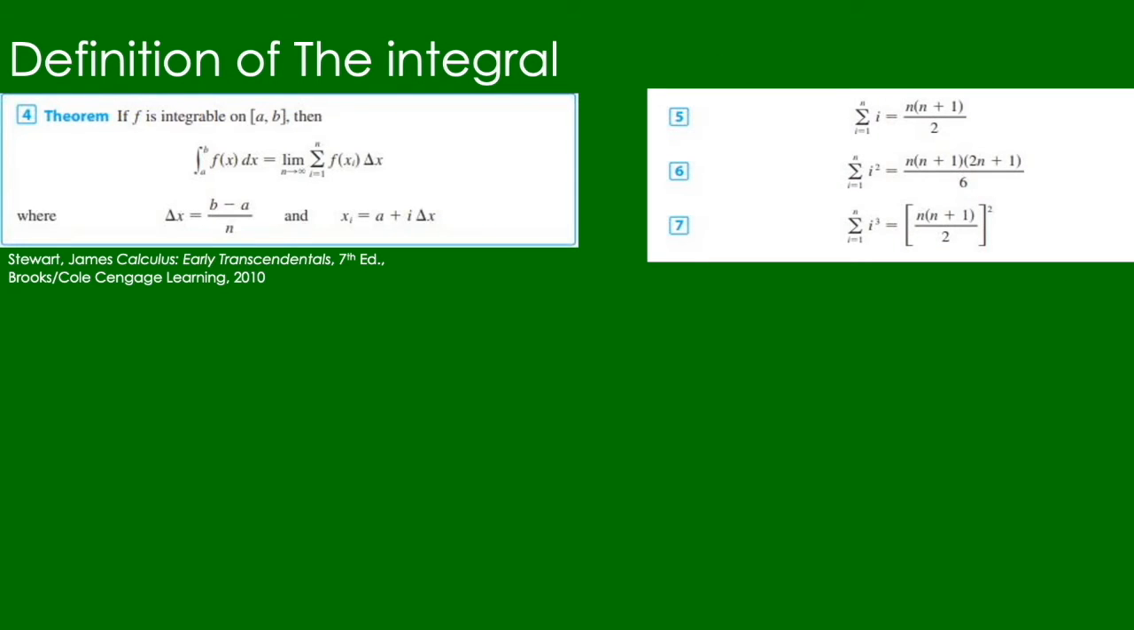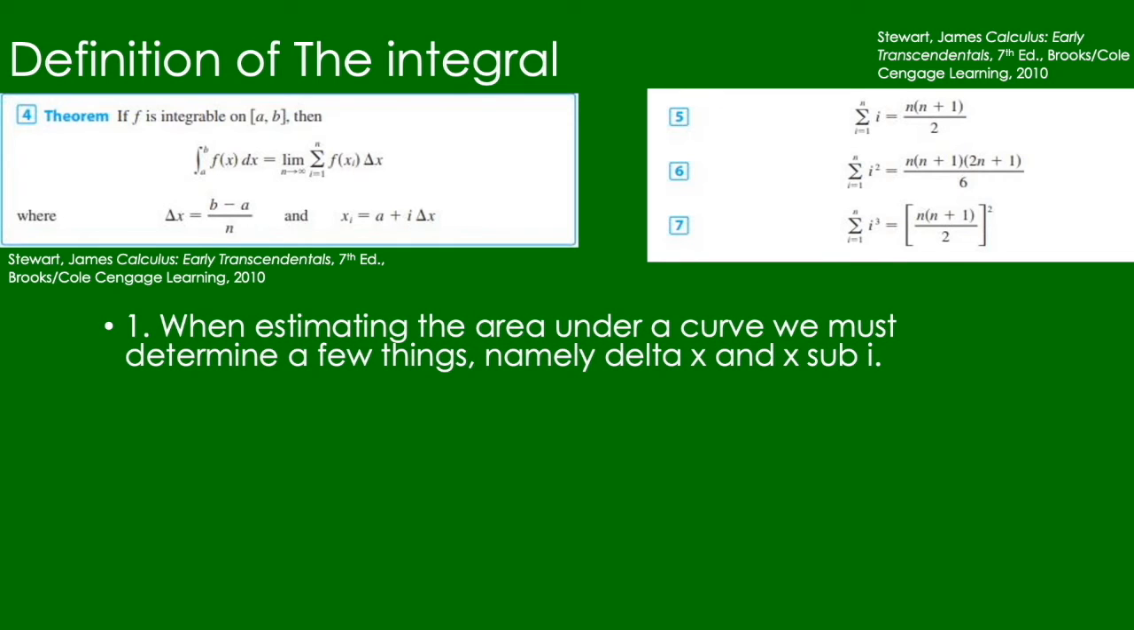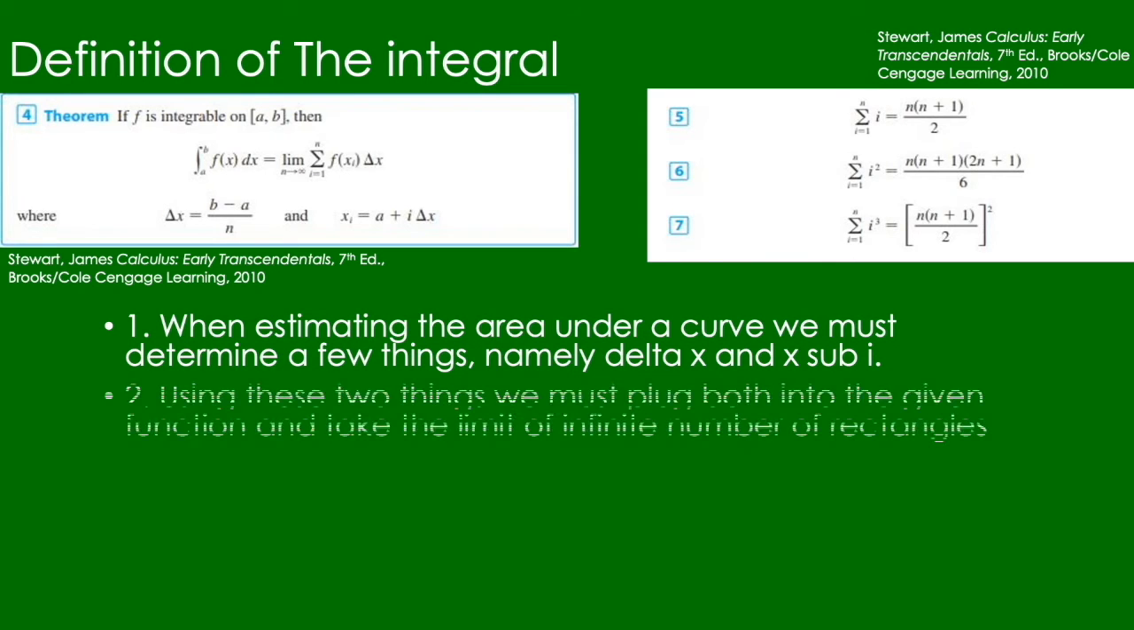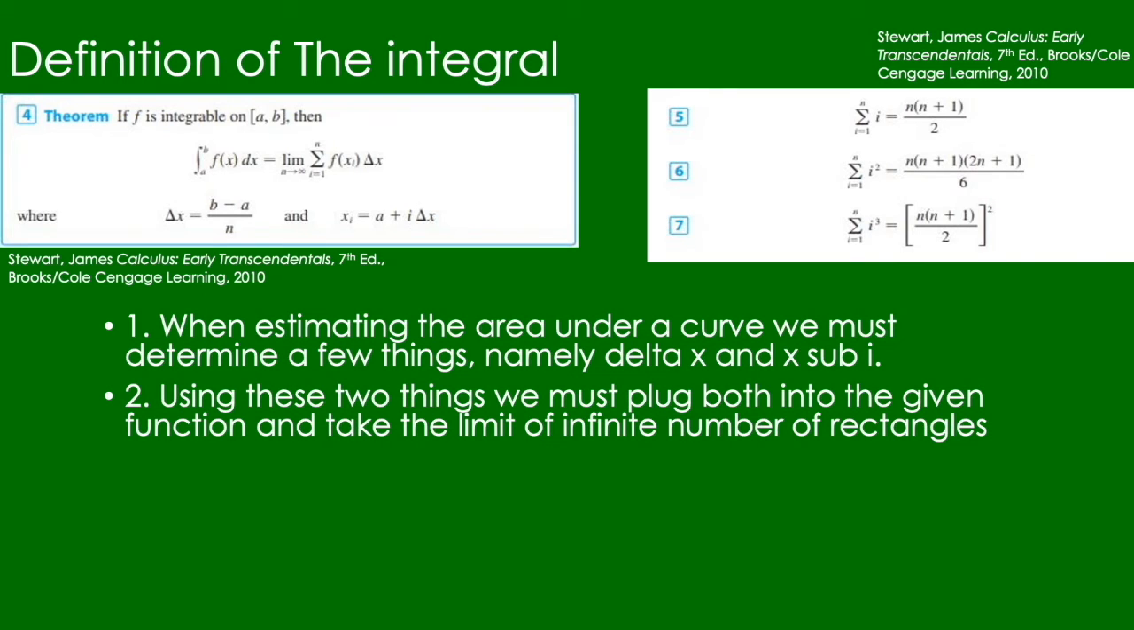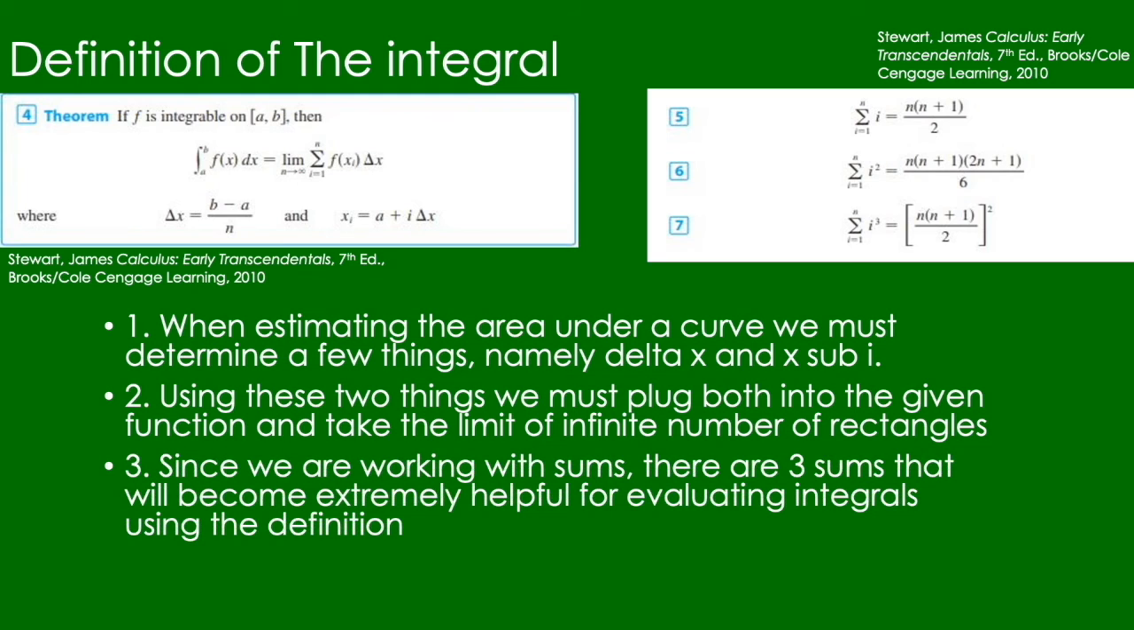And we're actually going to need a few summations that will help us calculate the exact area under the curve. The important thing in the definition is delta x and x sub i. Delta x is very familiar. We've been calculating that. And we'll start learning how to calculate x sub i, which comes naturally. The second is that we're essentially taking an infinite number of rectangles as opposed to 4 or 5 rectangles as before. And since we're working with sums, again, we'll be using these 3 summations to help us calculate.